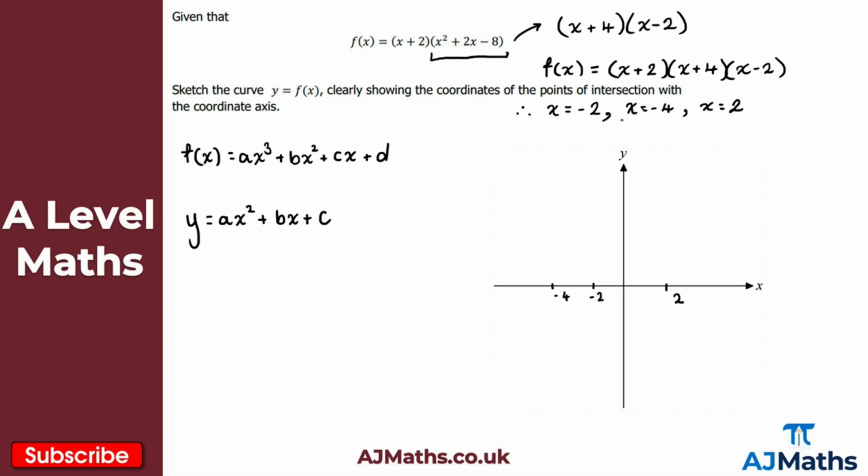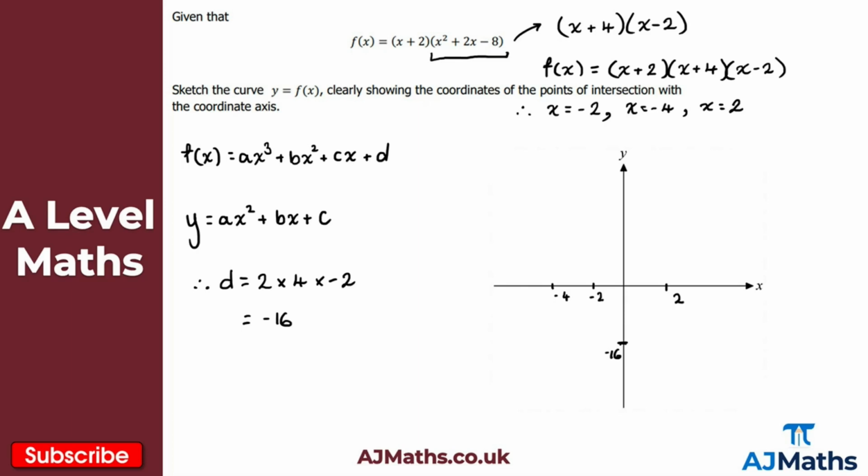So to get d, all we need to do is multiply 2 by 4 by minus 2. Once you multiply these numbers together, that gives you the d at the end. So d is equal to 2 times 4 times minus 2. 2 times 4 is 8, times minus 2, and we get minus 16. So we know that on the y-axis, we can put minus 16.